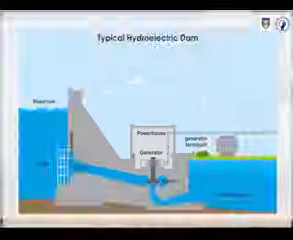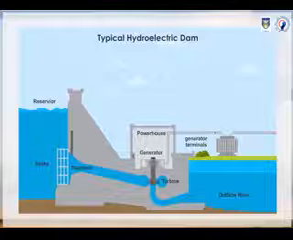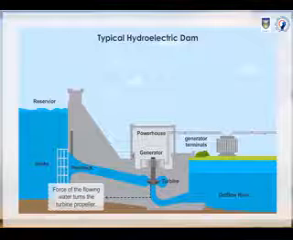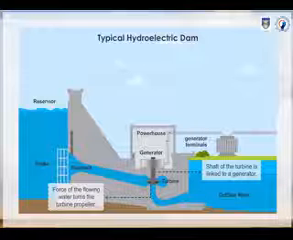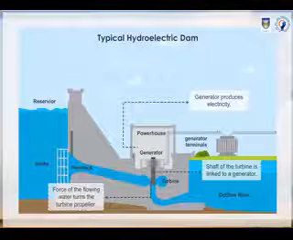To run a hydroelectric power plant, a dam is built on a large river. This is to create a substantial drop in the elevation. The force of the flowing water turns the turbine propeller. The shaft of the turbine is linked to a generator, which produces electricity.